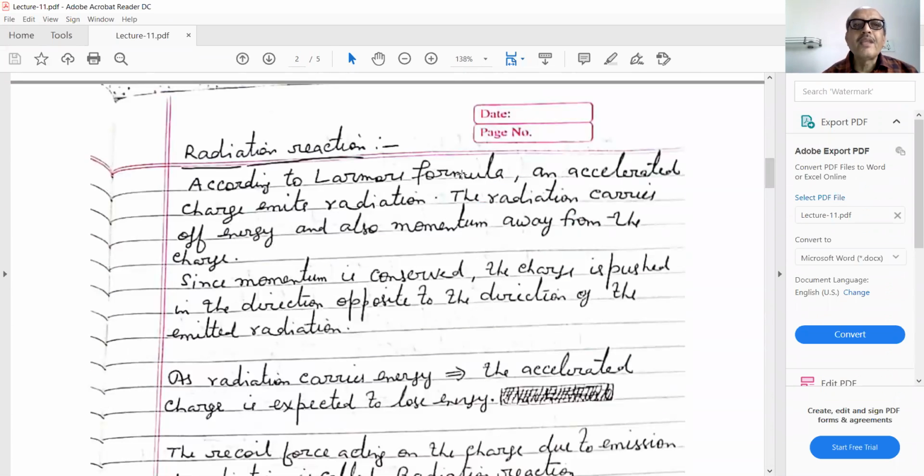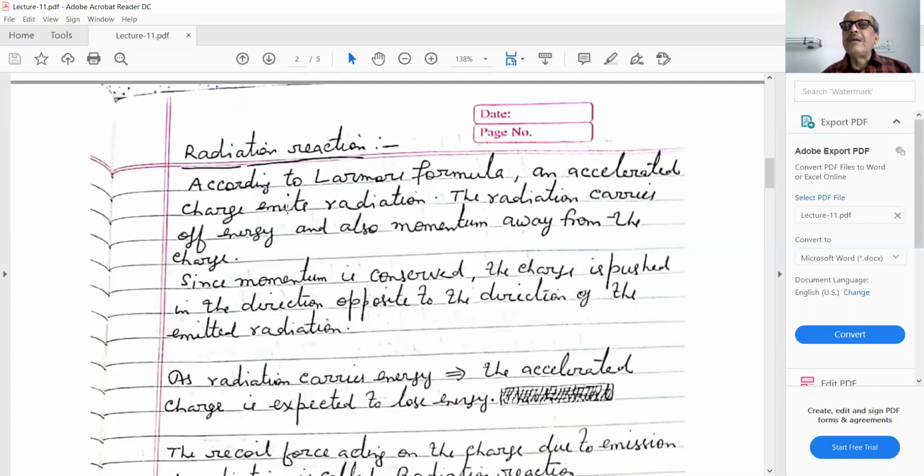Radiation reaction: if you look at the Larmor formula, an accelerated charge emits radiation. The radiation emitted by the charged particle carries energy and also momentum away from the charge. Since momentum is conserved, the charge after emitting radiation is pushed in the direction opposite to the direction of emitted radiation. It is similar to the recoil of a gun after firing a bullet.